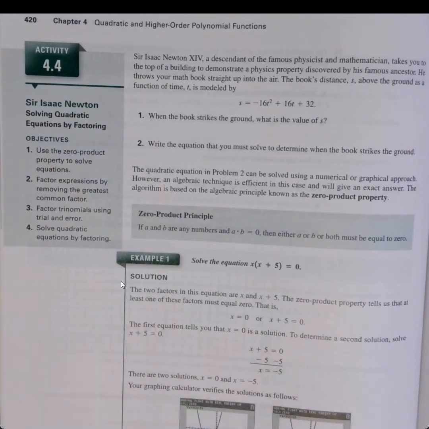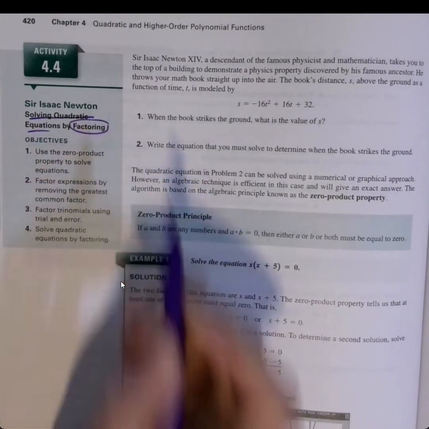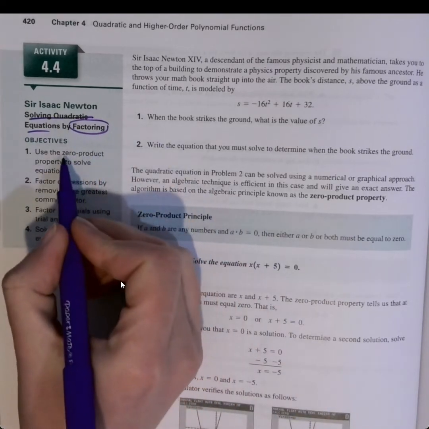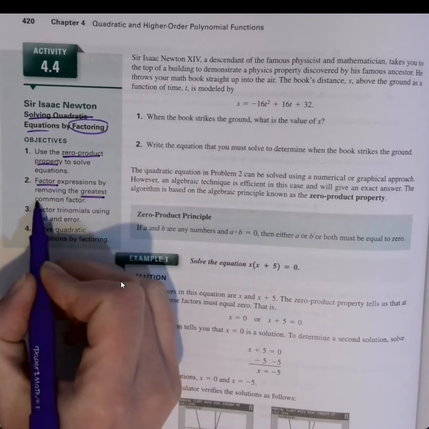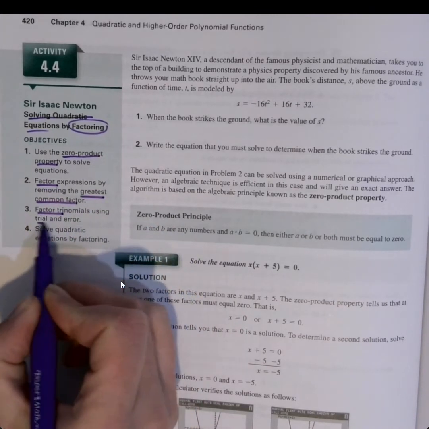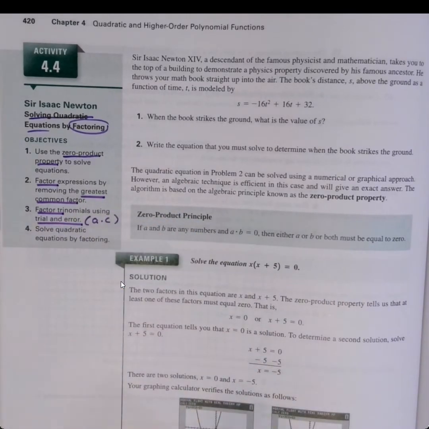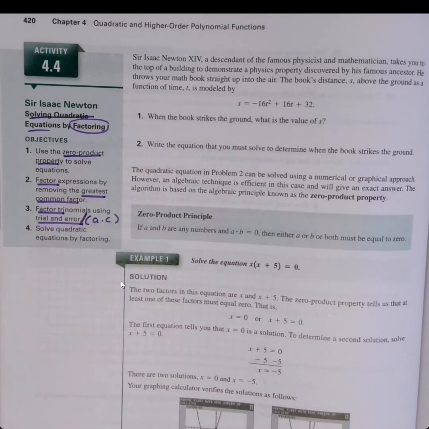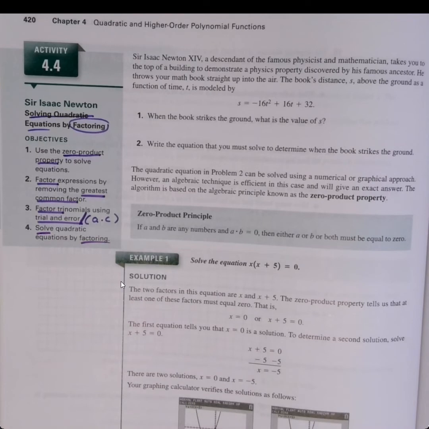Okay, section 4.4. It's time to solve quadratic equations by factoring. This is one of our algebraic or by hand techniques. First of all, we're going to use the zero product property to solve equations, and we're going to factor by removing the greatest common factor. Then we're going to factor by trial and error. I'm also going to throw in the AC method, which is not in the book, but we'll do that too. It's not the same thing as trial and error. It's another method to use in place of the trial and error method if you choose. And then we're going to solve some quadratic equations by factoring. So all about factoring in this section.